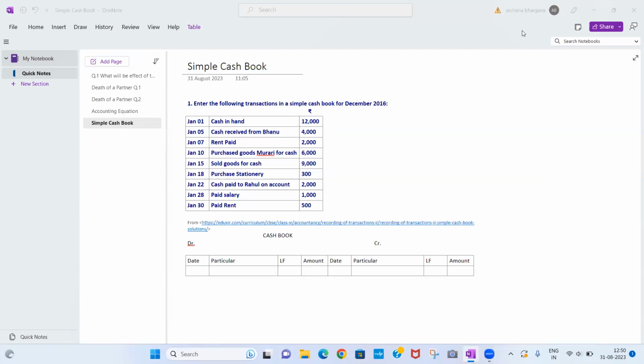Jai Hind children. In this video today we will discuss simple cash book, which consists only of the cash column in it. So today we'll do a simple problem so that we can understand it.